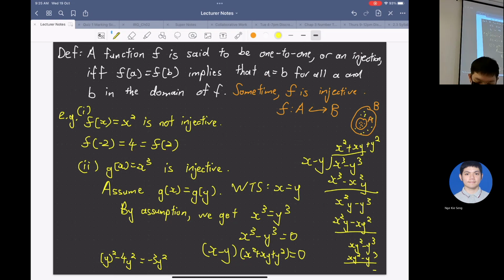Also, this one is a complex root, right? So this one is less than 0, because y squared is 0, minus 3 is negative. So the discriminant is less than 0. So this is a complex root. So x is a complex root.